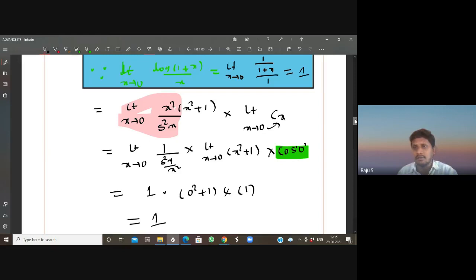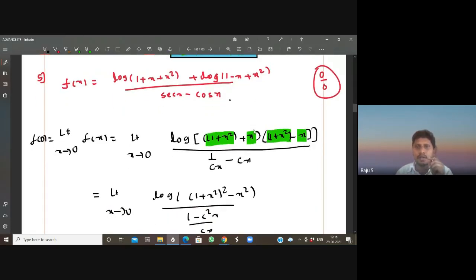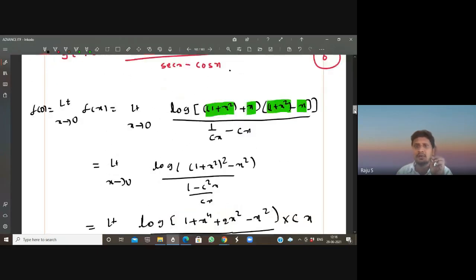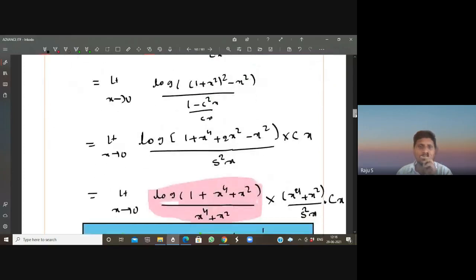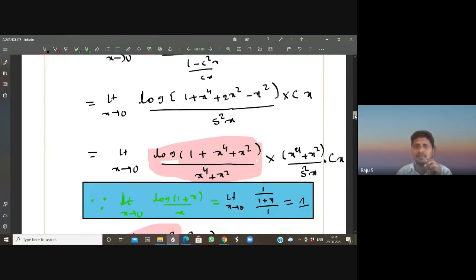1 is the answer. Once again, what I have done here: I applied the log A plus log B formula, that is log AB. The numerator I have written in the form of A plus B times A minus B, that is A square minus B square. The denominator secant x I have written as 1 by cos x. So I have taken LCM and cos x I took into the numerator, finally we got sin square x. So remaining a square minus b square, after that I applied again a plus b the whole square. I simplified, finally we got like this.